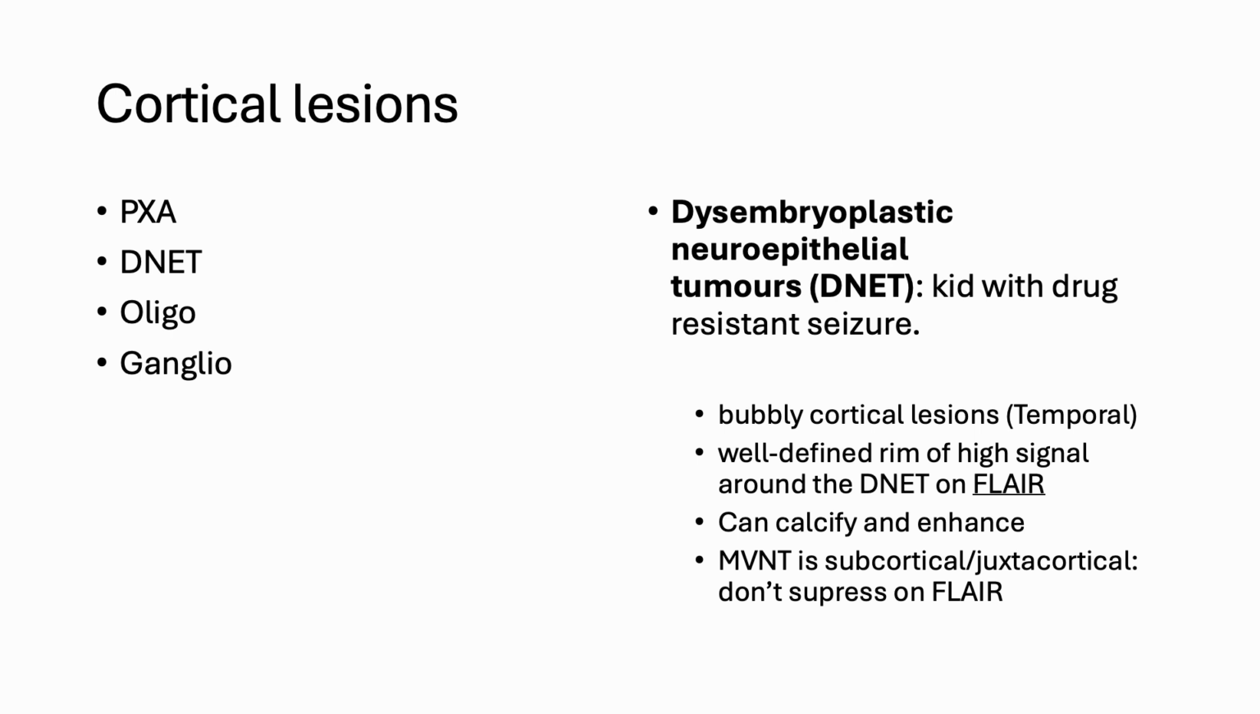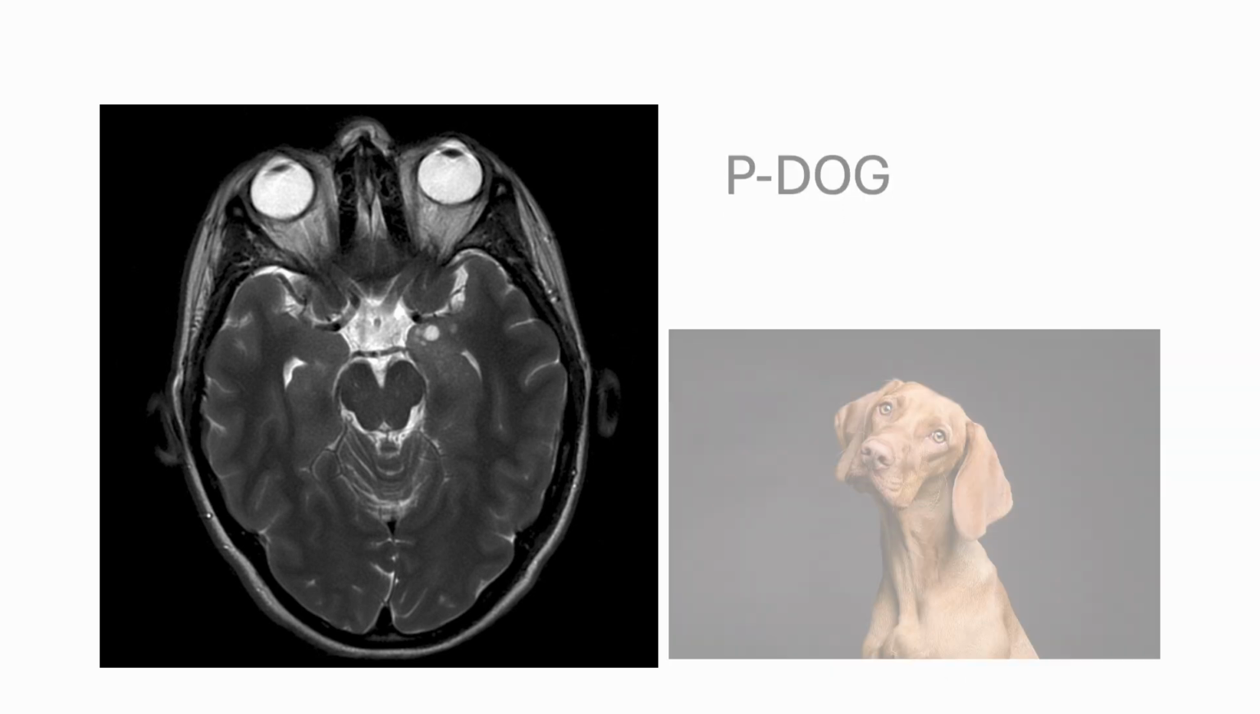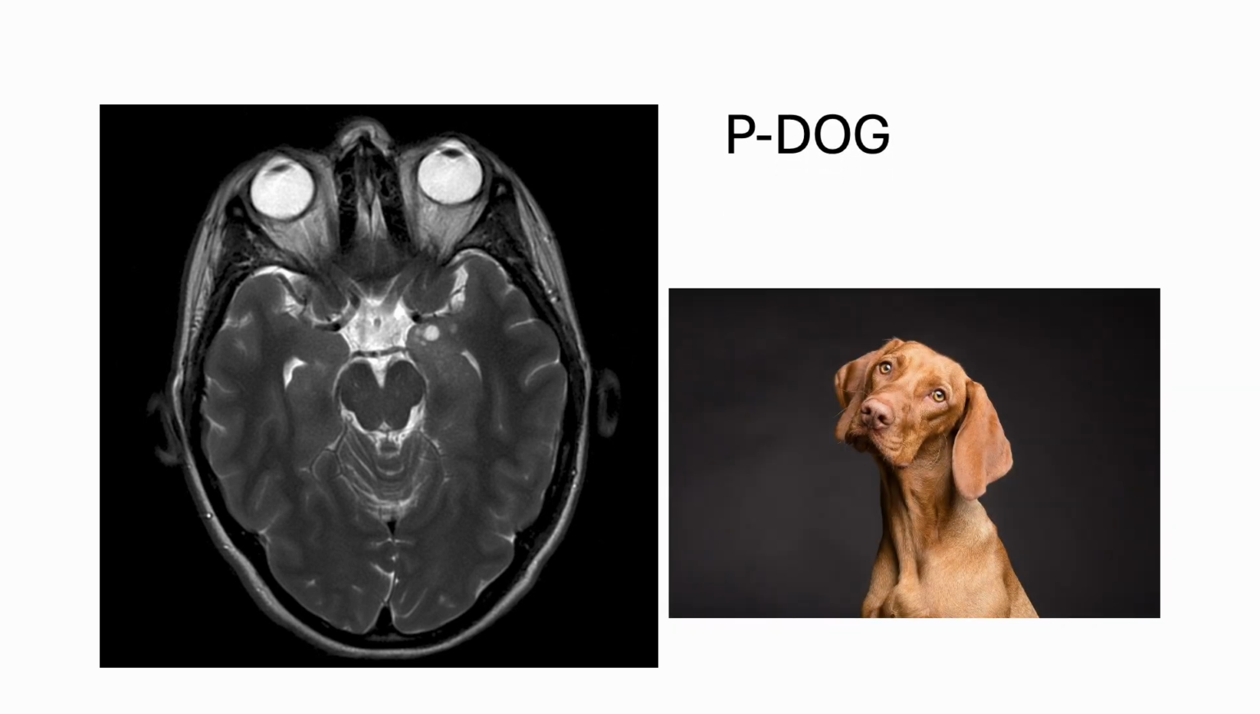And it's important to differentiate between a DNET and MVNT, multinodular and vacuolating neuronal tumor, which is a subcortical or cortical lesion that does not completely suppress on FLAIR. I'll show you an example in a second. So a DNET will look like this, a bubbly lesion, usually in the medial aspect of the temporal lobes, and on FLAIR it will have a hyperintense rim. And the mnemonic for you is PDOG. Remember this dog.